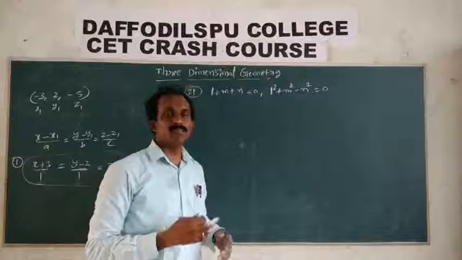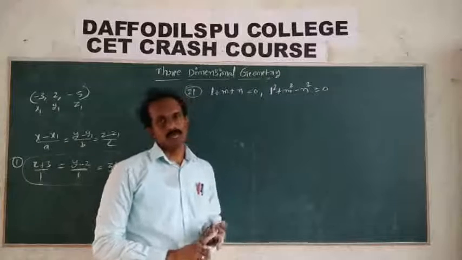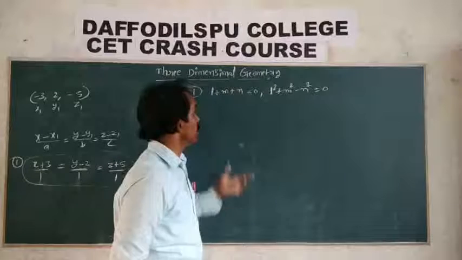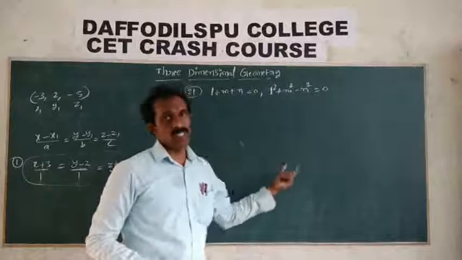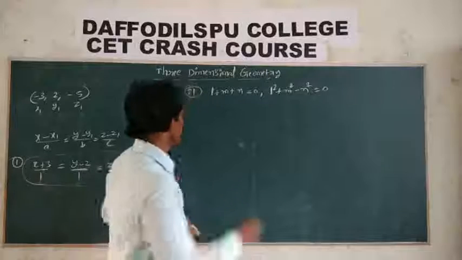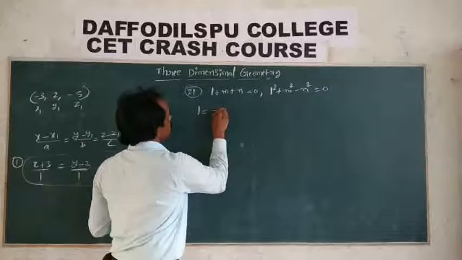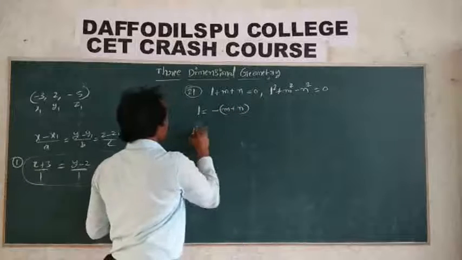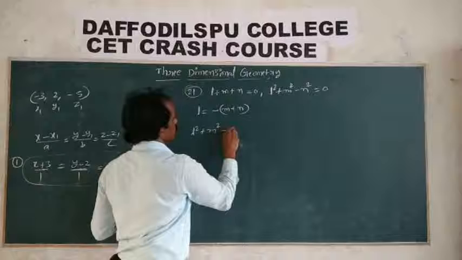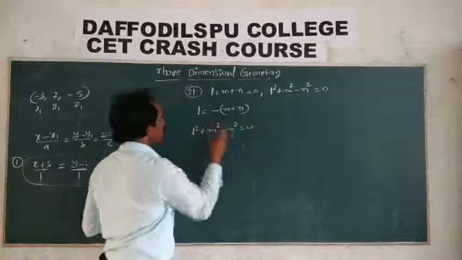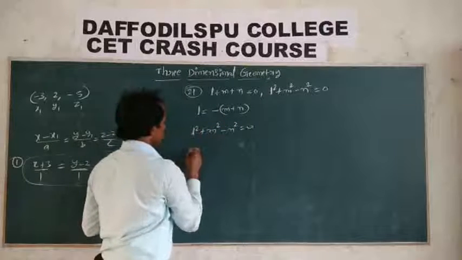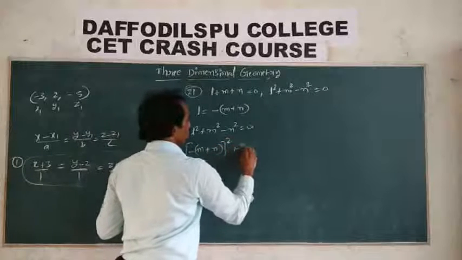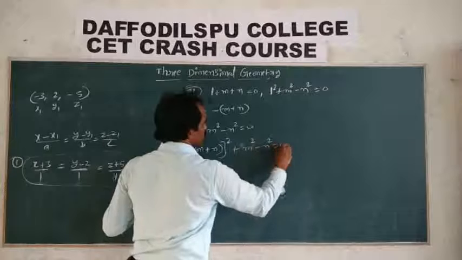Cos theta is equal to, in terms of direction cosines, (l1 l2 plus m1 m2 plus n1 n2) divided by the square root of (l1 square plus m1 square plus n1 square) and so on. Use that formula. So first of all, find the first line's direction cosines, then the second line's direction cosines. From this equation, take l is equal to minus of (m plus n). From this, l square plus m square minus n square is equal to, in place of l substitute this one, minus of (m plus n) whole square plus m square minus n square.